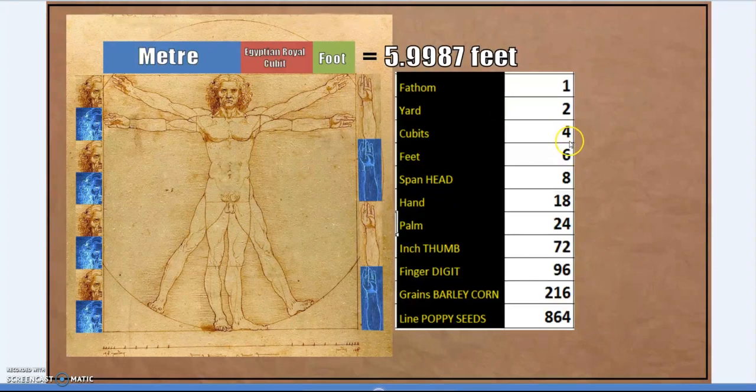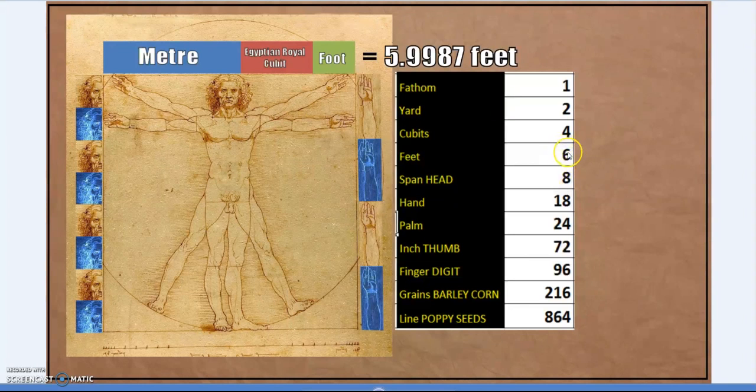Now, a 1.5 foot is a cubit. In other words, 2 cubits is 3 feet. That's a 2 to 3 ratio. That's the perfect fifth in music. 1 foot to the span is a ratio of 3 to 4.